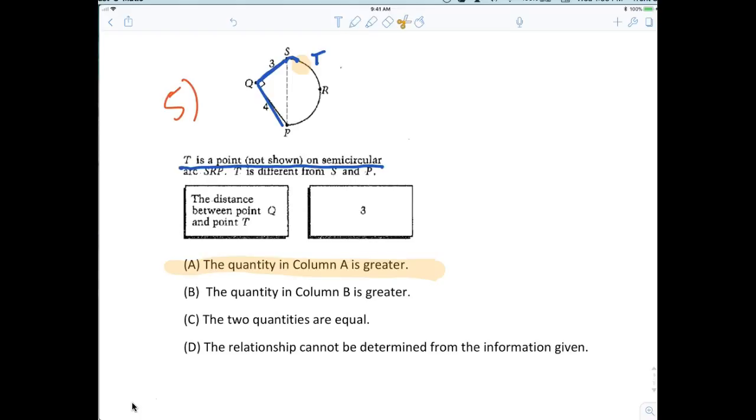T has to be somewhere on the arc. So I am moving T around the arc. If I put T really close to S and travel to T, it's still going to be greater than what? 3. Is everybody with me? And if I put T all the way down here, I have to first walk 4 before I can get to T. Does everybody get that now? So clearly, A is greater. You with me? Yes, sir.